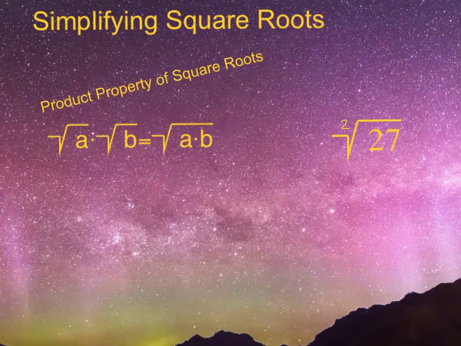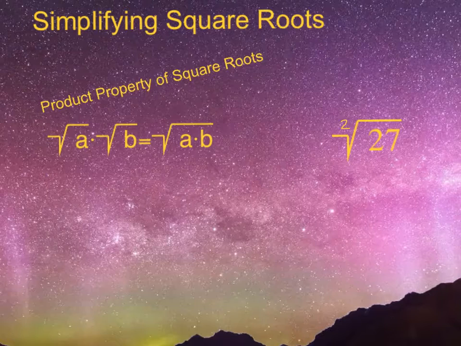All right, so to simplify square roots, our goal is to take the square root of any of the perfect squares found underneath that radical out and leave only the imperfect squares underneath that radical. And in order to do that, we're going to be using the product property of square roots to help our work here. Now, what does that property say?